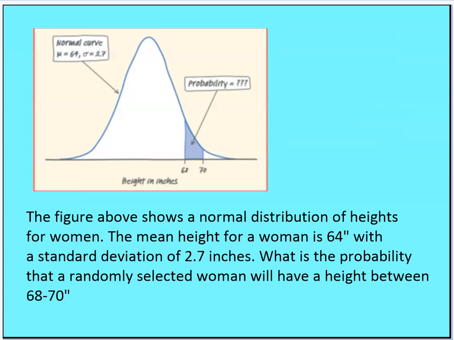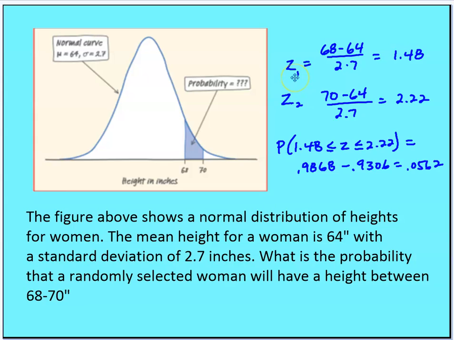So let's see if we can put some context to this. So we're back to our normal distribution. The figure above shows a normal distribution of heights for women. The mean height for a woman is 64 inches, with a standard deviation of 2.7 inches. What is the probability that a randomly selected woman will have a height between 68 and 70 inches? All right, so here we have this area here. What's this probability? If we consider now this curve, the area under the curve equal to 1, we're back to our understanding of a probability that's between 0 and 1, being just this area in purple.